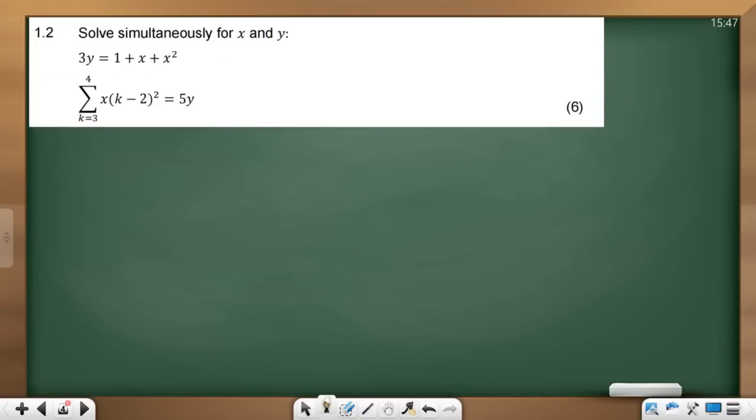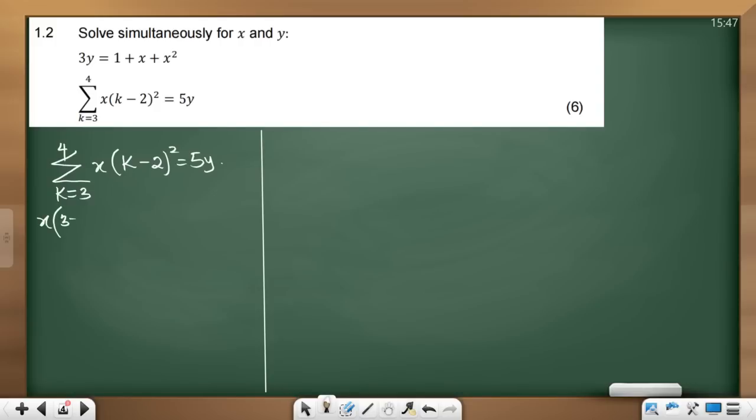Solve simultaneously for x and y. Interesting. I know what's scary is the second one. Let's try to interpret the second one first. K equals 3 and 4. Remember, the sigma means what? Sum. Okay, we start by substituting what? 3 for k. So anywhere I see k, I'm going to write 3 minus 2 squared, plus, because sigma means plus. Make sense? Then my x still remains, but now my k is 4 minus 2 squared, and this should be equal to 5y.